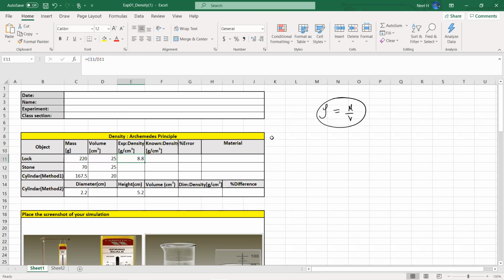C11, and D11, how did you do that? Let me type that here. This is density.